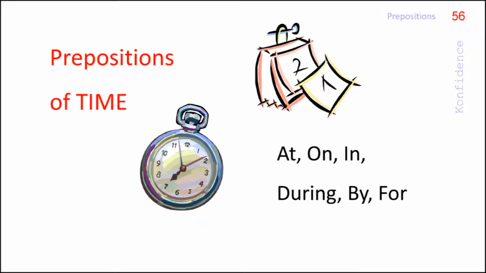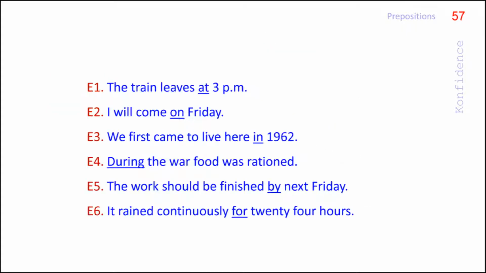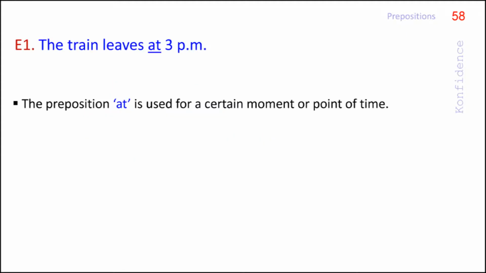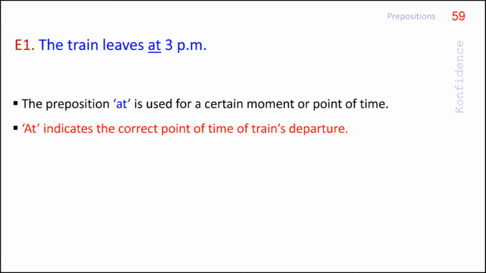Look at the prepositions given in the slide. At, on, in, during, by, and for. They indicate different points or levels of time. Look at the examples. Let us consider the prepositions one by one. Take the preposition at. It is used for a certain moment or point of time. In the example, at indicates the correct point of time of train's departure.